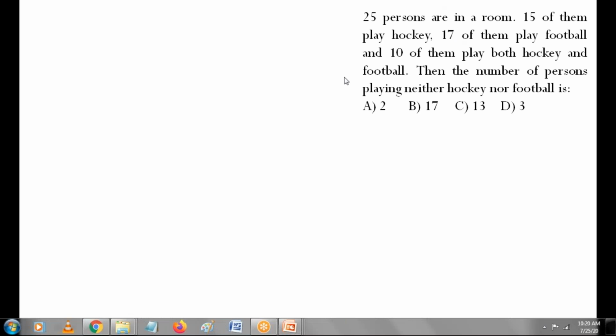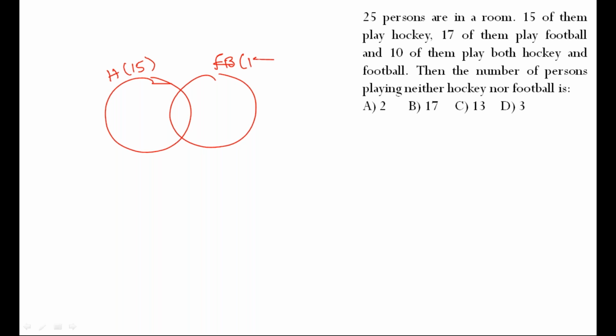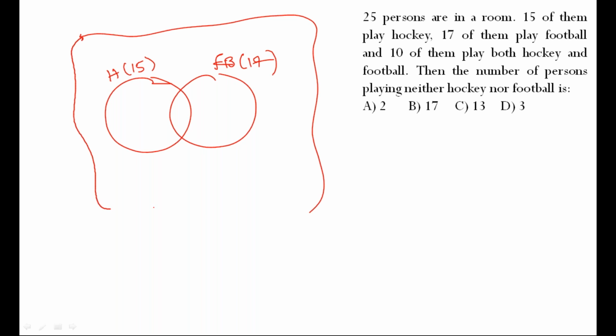Fine. So this is easy. See that 25%. Yes. Very good. Just for your practice purpose. So I have 25%. This is about hockey and football. Hockey is 15, football is 17. Okay, total 25 people in this circle, right? So total is 25. Now, 10 of them are playing both.